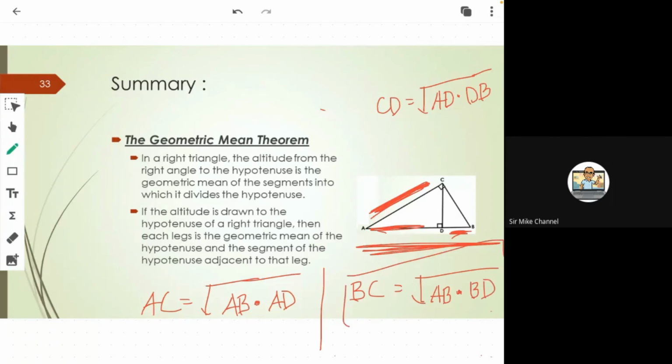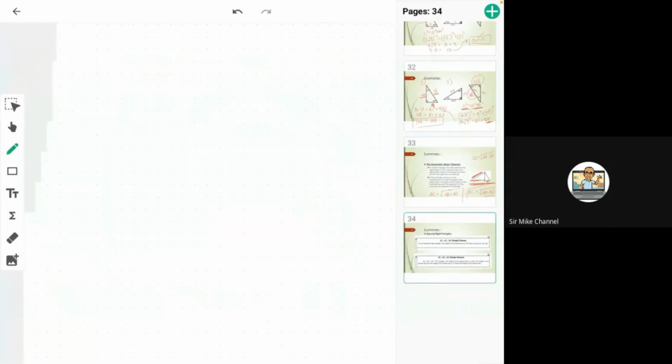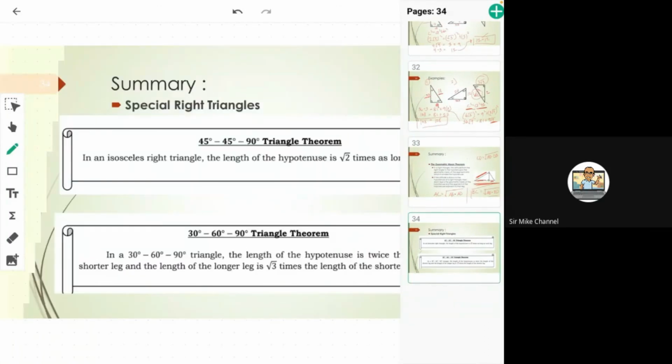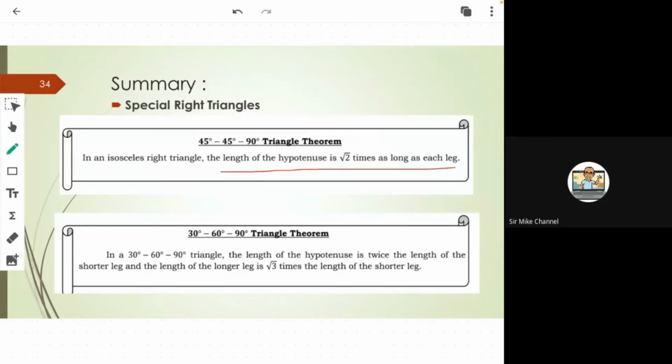Okay, so tandaan yung formula natin. And then, ito yung two special right triangles natin. So, 45-45-90: the length of the hypotenuse is the square root of 2 times each leg. So, don't forget the formula. Naka-record naman ito, so send ko na lang sa inyo pag na-edit ko na. And the 30-60-90: the length of the hypotenuse is twice the shorter leg. Okay po. So, yun lang po yung topic natin for lesson number 1 and lesson number 2.